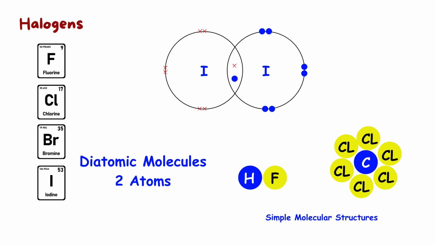Halogens are also capable of forming covalent bonds with other nonmetals such as hydrogen or carbon, leading to compounds like hydrogen fluoride or carbon tetrachloride. These are classified as simple molecular structures, and we delve deeper into covalent bonding and molecular structures in another video.